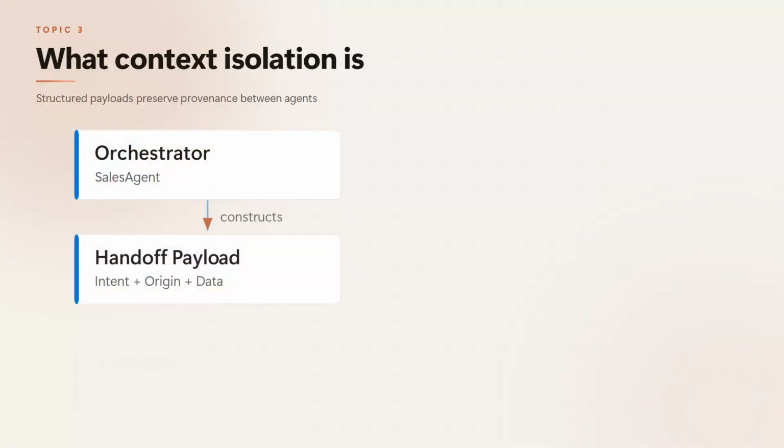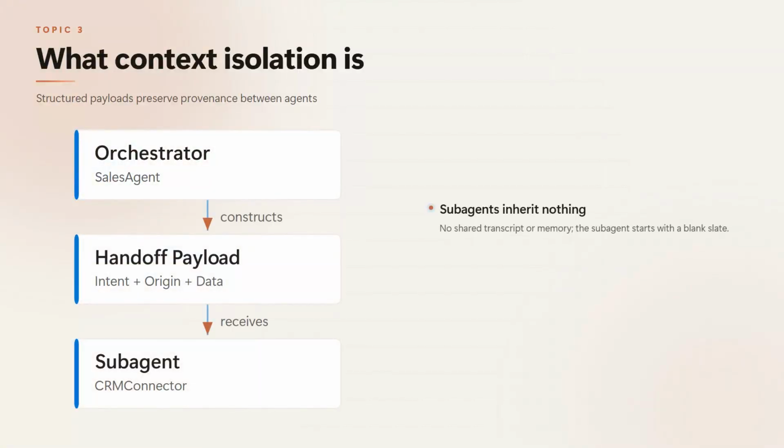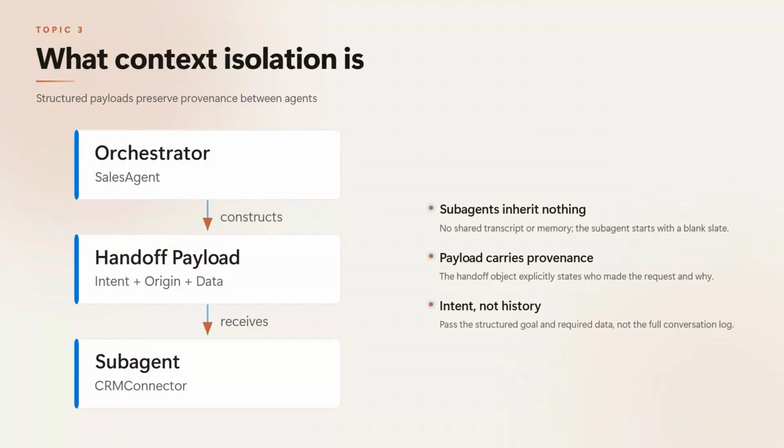Context isolation means that when you invoke a subagent, it starts with a blank slate. It does not inherit the parent's conversation history, memory, or any implicit state. The only context it has is what you explicitly put in its prompt. This is not a flaw, it is what stops the coordinator's window from filling with every subagent's working material. The distinction people get wrong is treating isolation as a problem to solve by passing everything, when it is actually the mechanism that keeps multi-agent systems manageable.